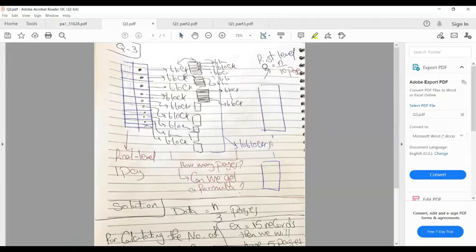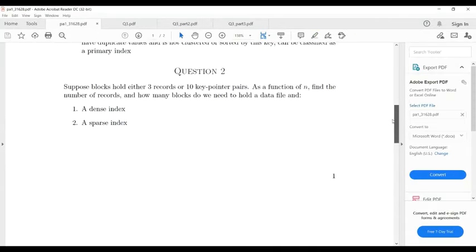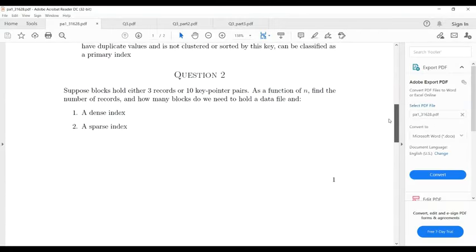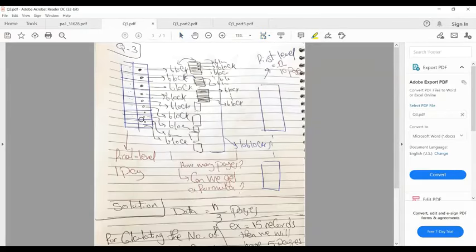So this is the dense index, n/10 pages. And this is the final level. According to the question, the final level consists of only one block. But why did I include 10 records in this final level block? Because according to the question in part 2, as question 3 is just a repetition, we know that the blocks hold 10 key pointer pairs in case of indices. That's why in this final level index, this block holds 10 key pointer pairs, meaning it holds 10 records.